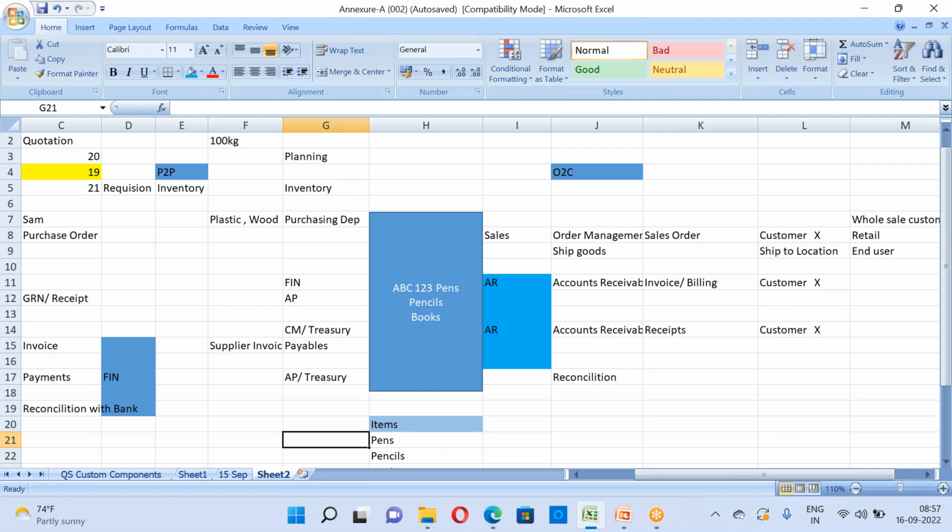Yeah, Tirupati, please. Here you mentioned the example of ABC company manufacturing pens and pencils. Is it manufacturing books also or not? No, books we are procuring; we are not manufacturing them in our manufacturing plant. We are just procuring this finished product from the market and we sell it to the customers.